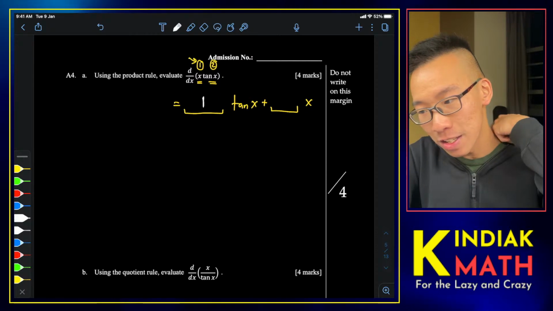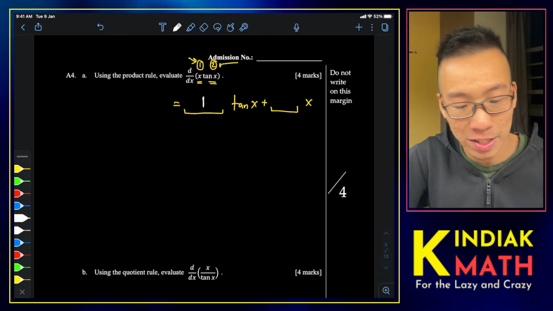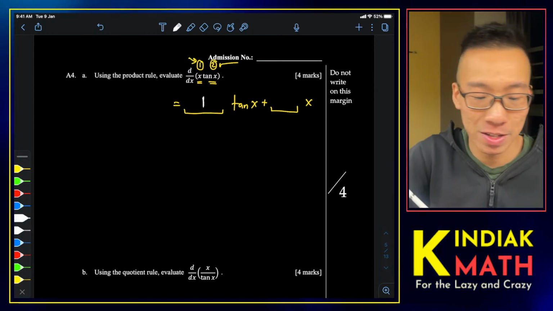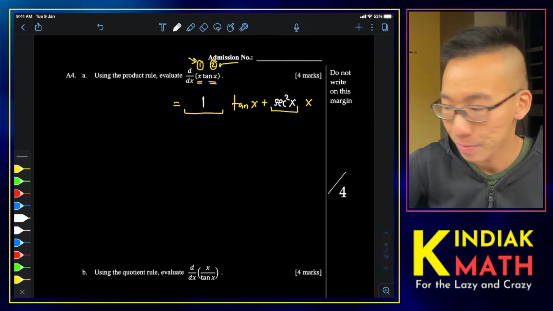And to differentiate the second term, that's just differentiating the tangent of x. That simplifies to secant squared x.